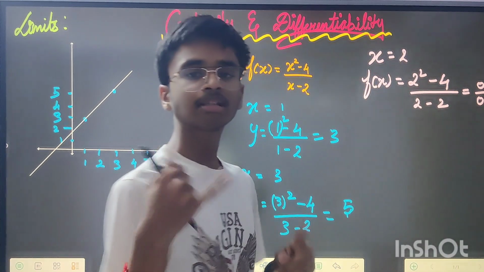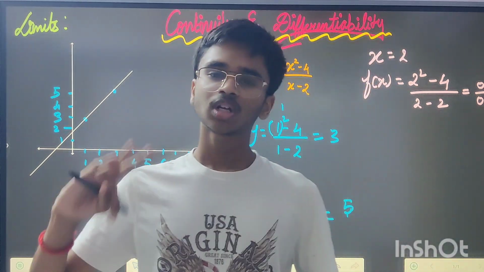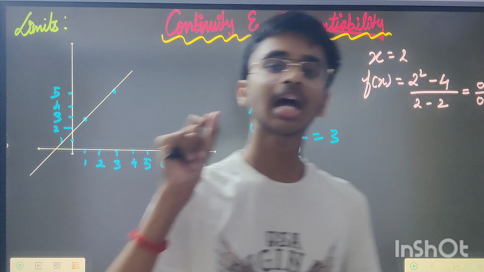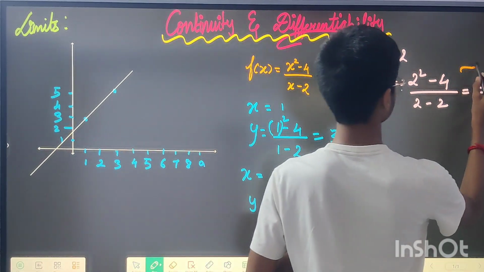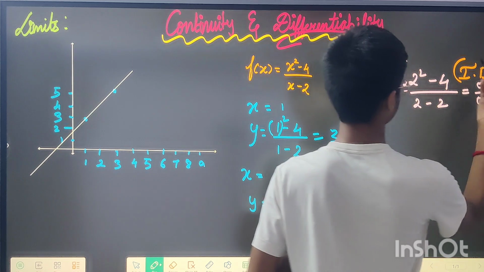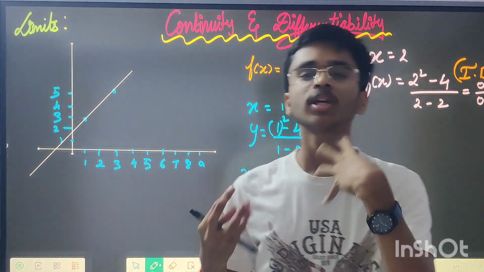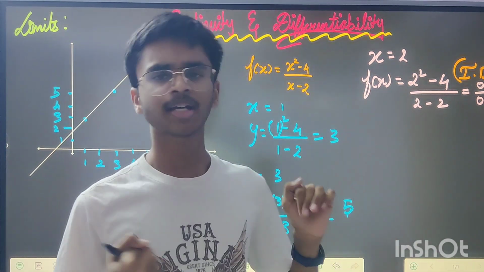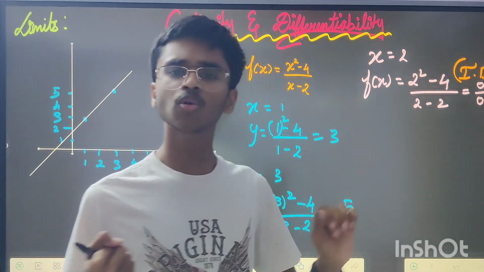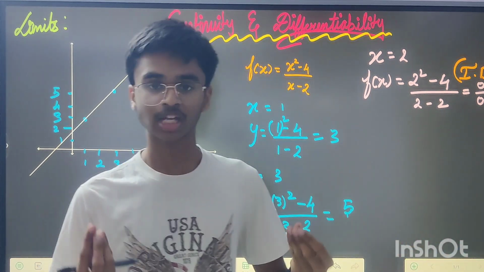Okay, so whenever you get 0 by 0, infinite by infinite, or 0 by infinite or infinite by 0, such forms are known as indeterminate form. Okay, so this is known as indeterminate form. That means you cannot determine it. We don't know what 0 by 0 is, what infinite by infinite is, what infinite by 0 is, or what 0 by infinite is. Such expressions, we don't know exactly what the value is.